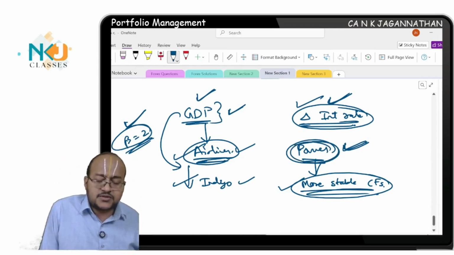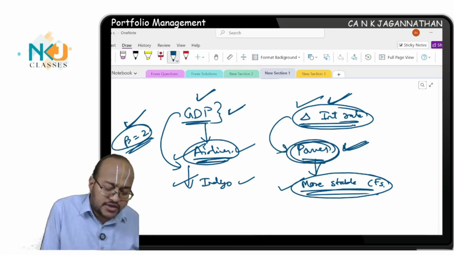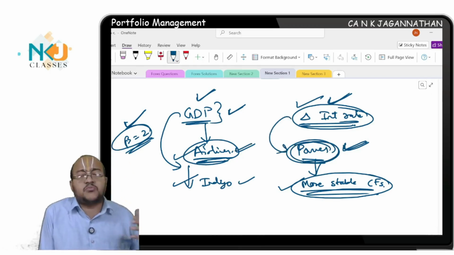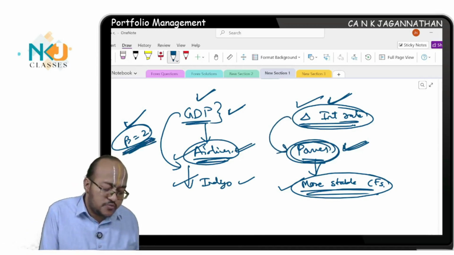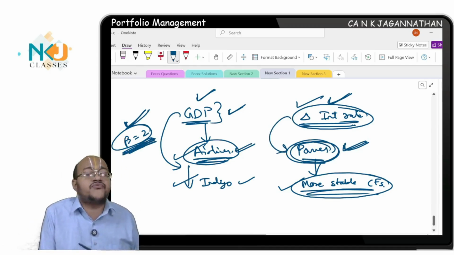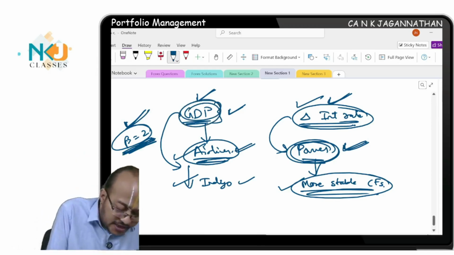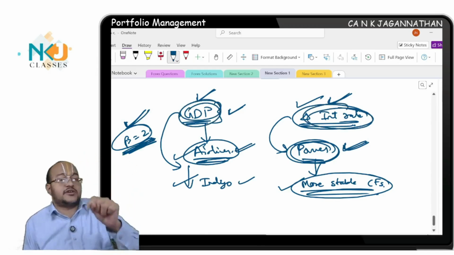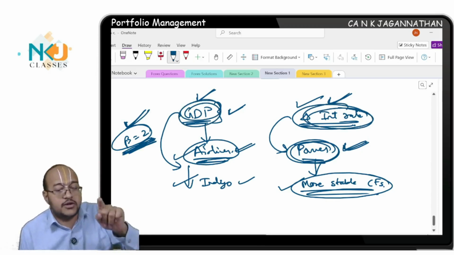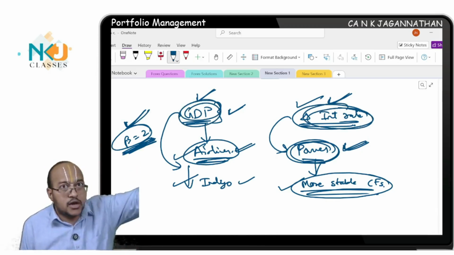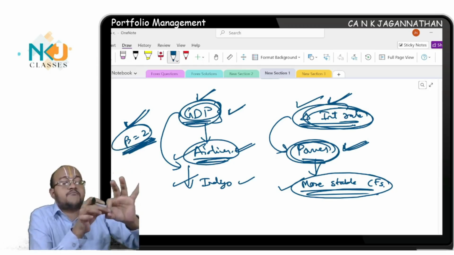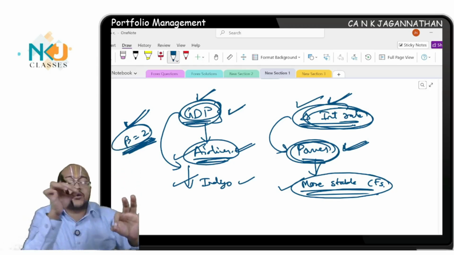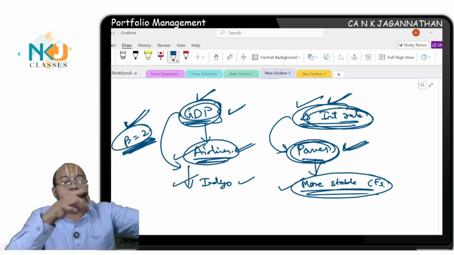So the power based company is more vulnerable to interest rate changes, and the airline business is more vulnerable to GDP changes. What I'm saying is, which means you have to have different beta for different macroeconomic factors. This is a conclusion which we can draw. Are you all understanding? In the earlier model, we had only one single beta, and for calculating that beta, we took market index as proxy and calculated the beta.